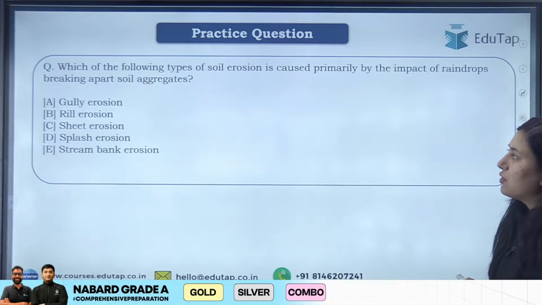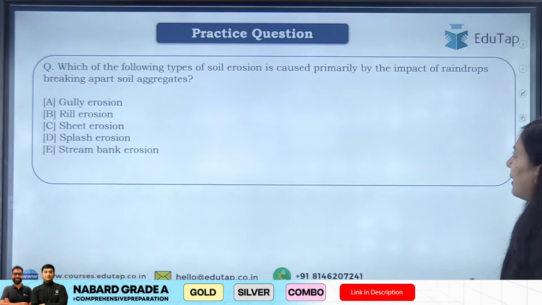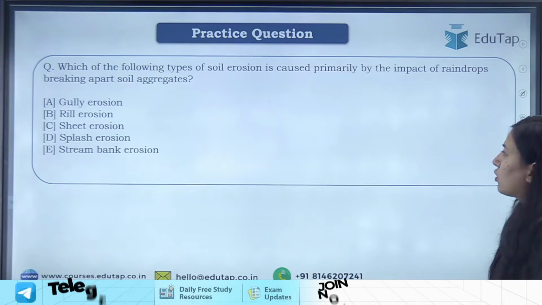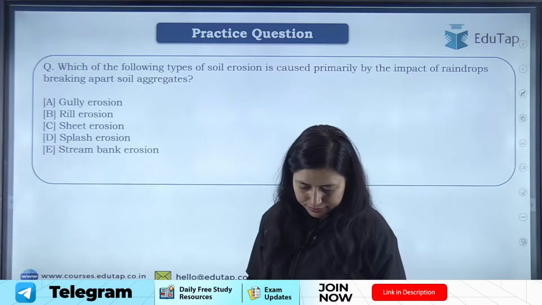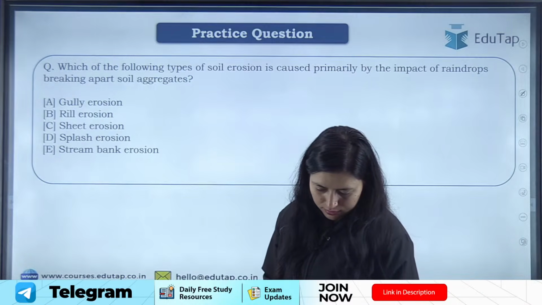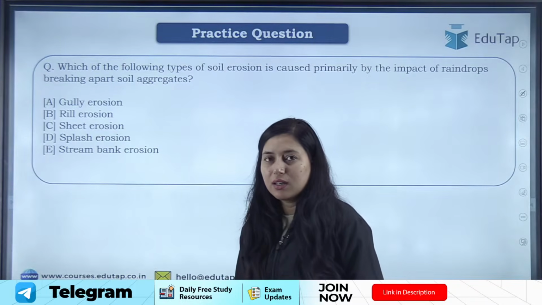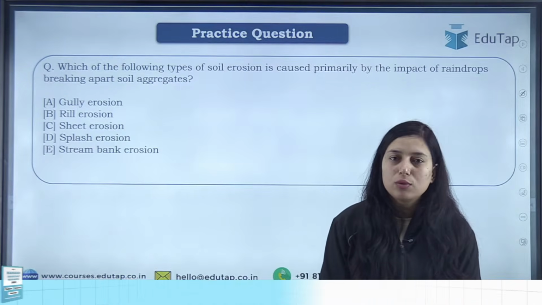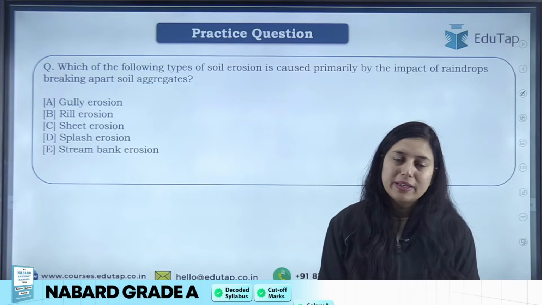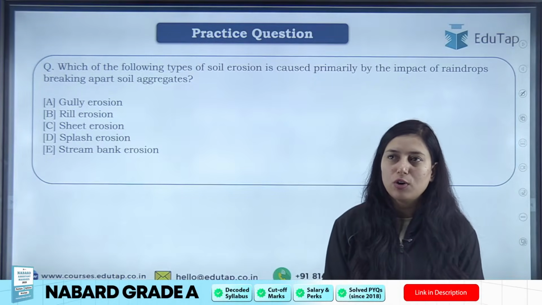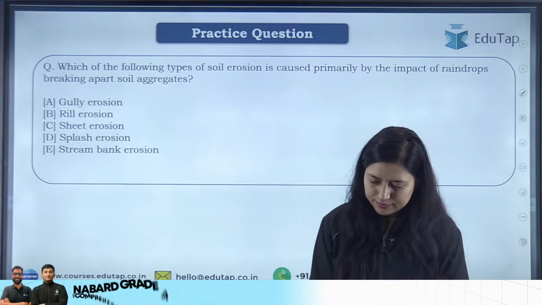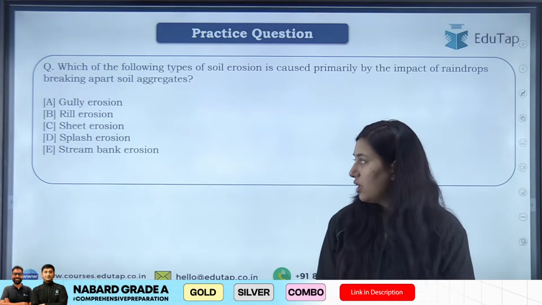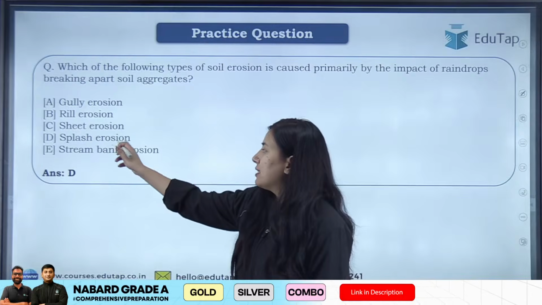Okay. Next, which of the following types of soil erosion is caused primarily by the impact of raindrops breaking apart soil aggregates? Mayank, porosity is the volume of air space in the soil, or the volume of macro and micro pores together. Very good. Answer will be option D, splash erosion.